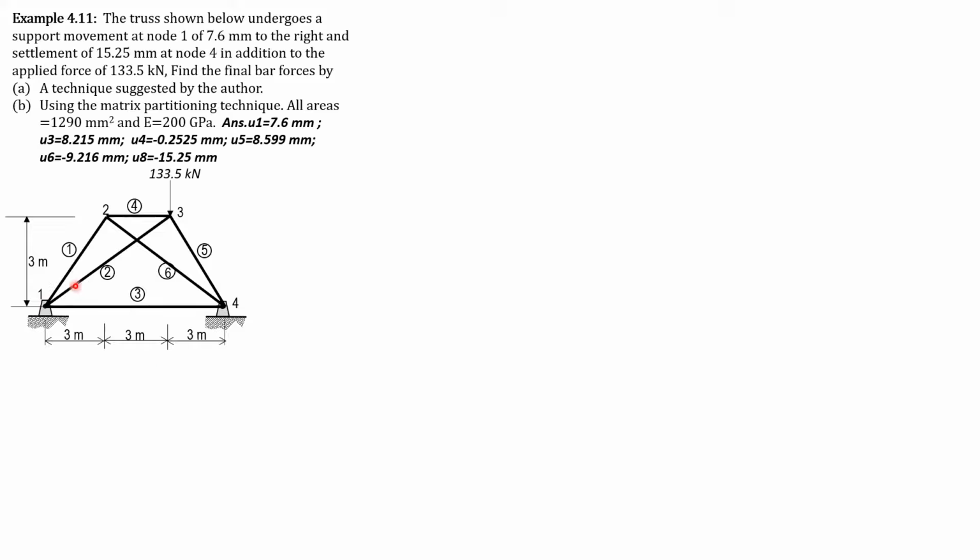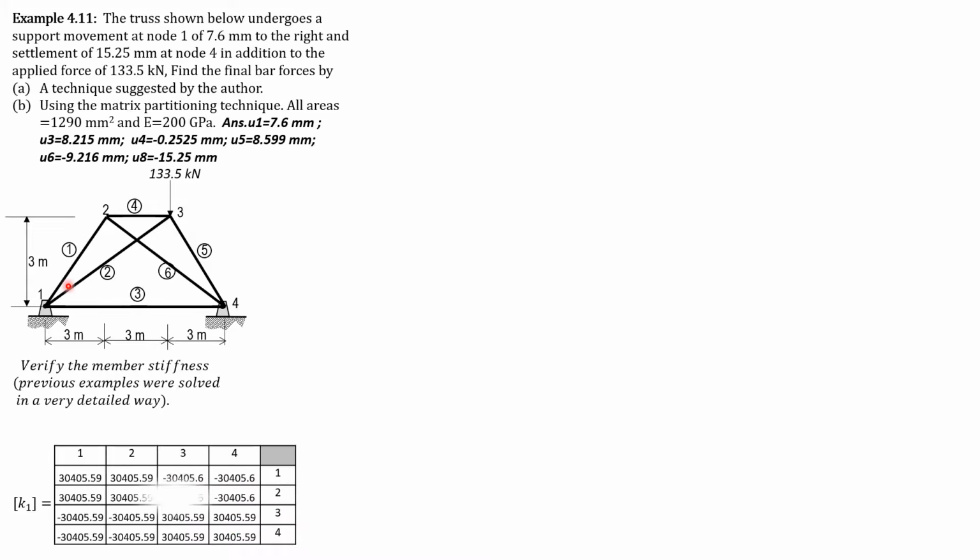Let's set up number 1. It's already indicated in the figure. So verify the member stiffness, because we already solved the individual stiffnesses in more detail in the previous examples. So this time, it's up to you to verify. You have to practice so that you will learn. So K1, you have to verify that it is equal to this. The cosine is 1 over square root of 2. The sine is also 1 over square root of 2, from 1 to 2. So these are the values.